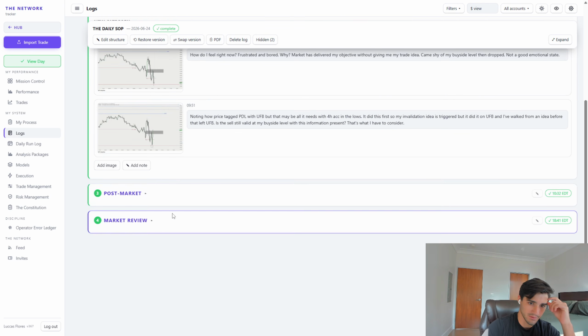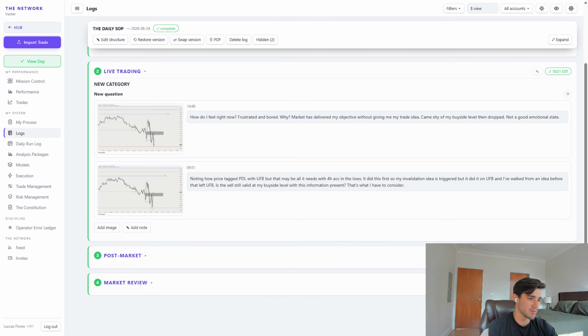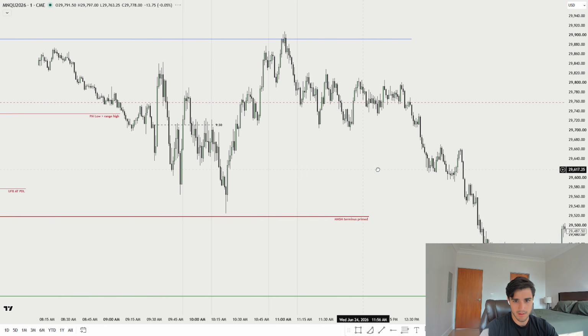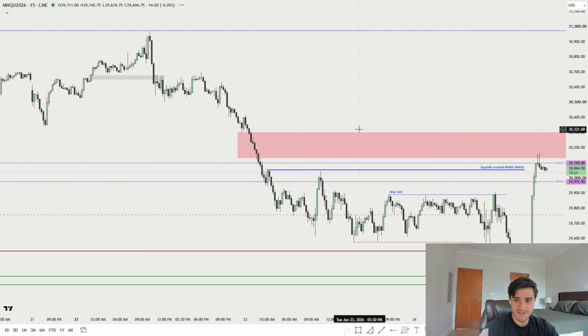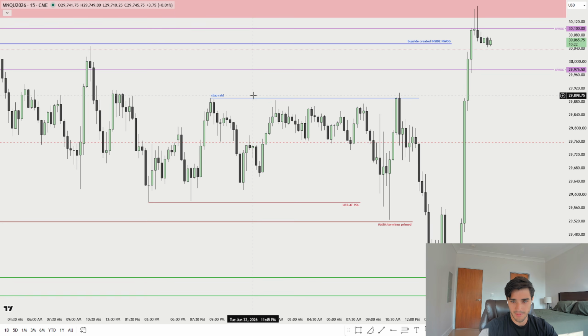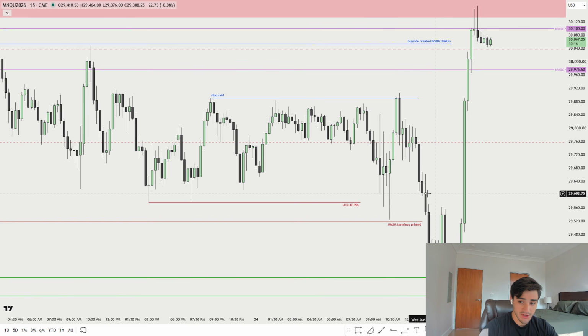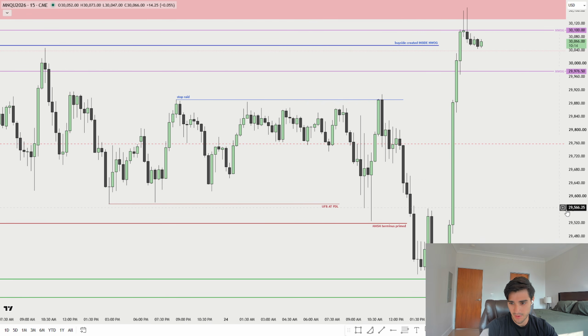And then finally, live trading. So what the market actually ended up doing. Let's go here. Let's go 1 minute time frame. So you can see that eventually it did clear that buy side level, and then reversed for the market maker sell model terminus. You can see no mention of market maker sell model terminus though in my pre-market plan.